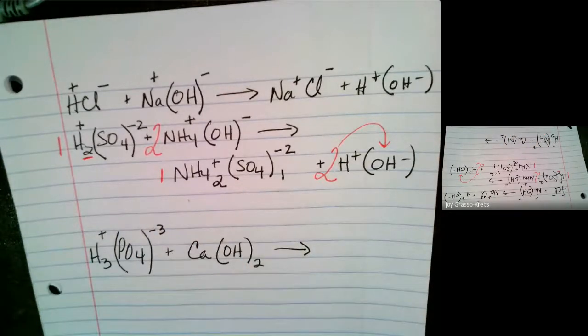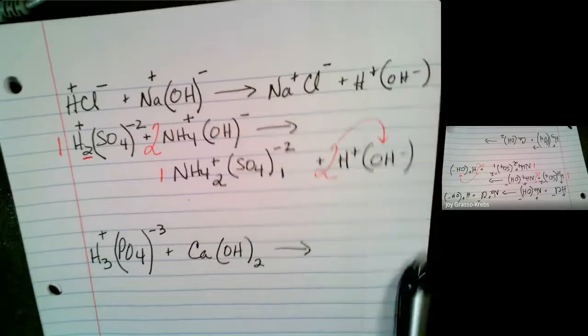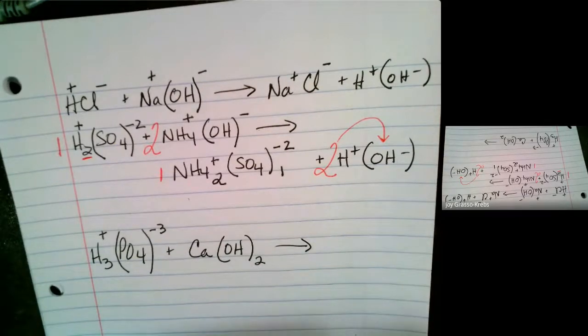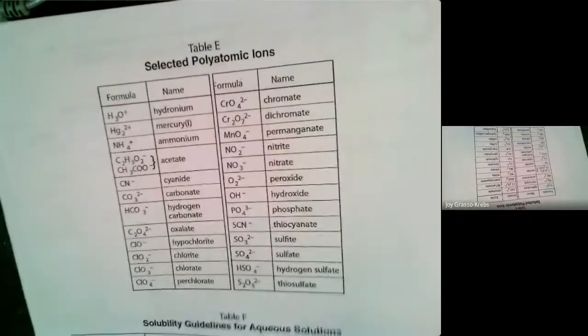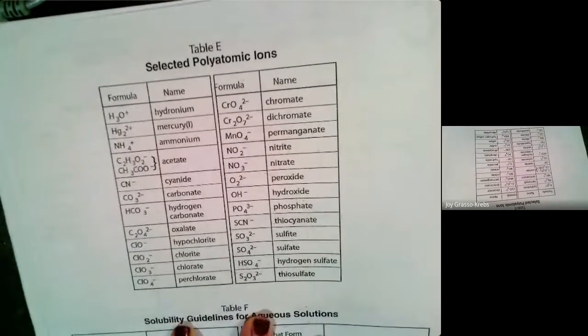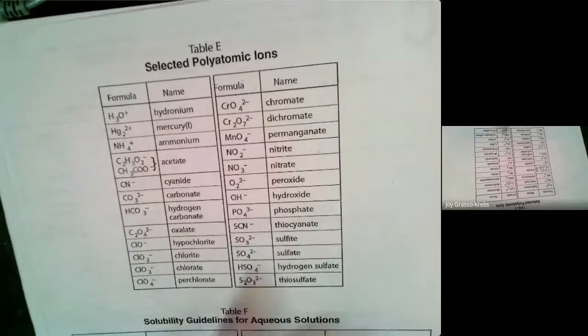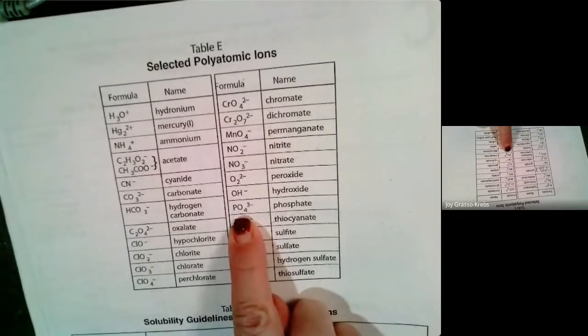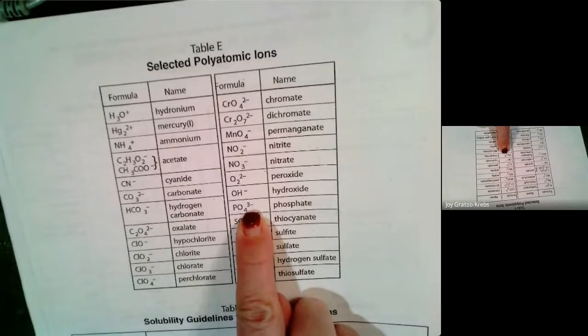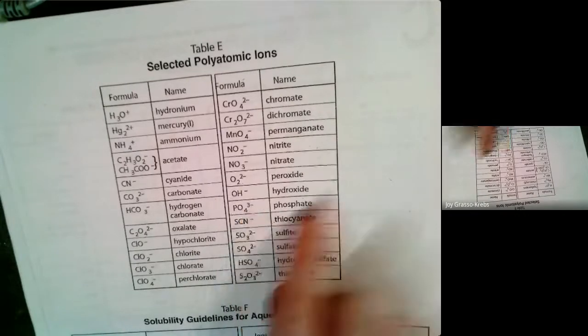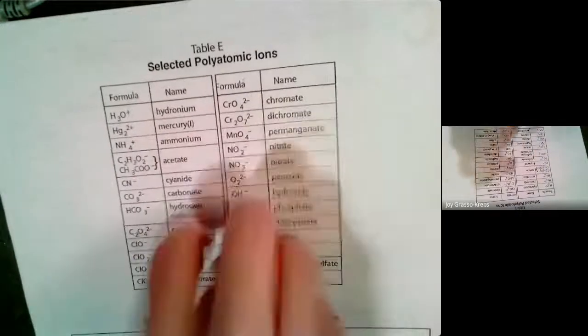You could get that by reverse crisscross. Or you can get it, and let me just reach over here, because of Table E. Table E has the polyatomic ions. And if you look at the PO4, which is the phosphate, it's a -3 charge. So remember, these polyatomic ions react as a unit, keep them as a unit. They have an overall charge.